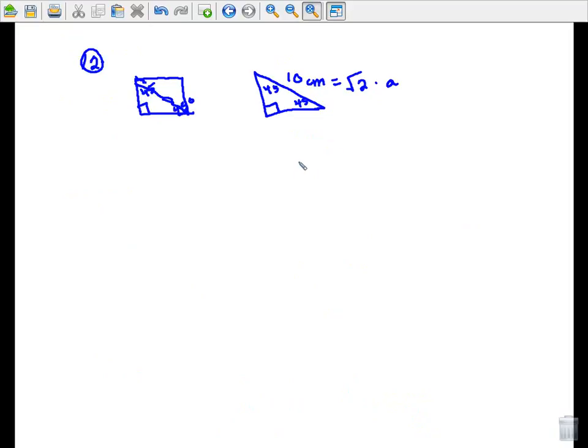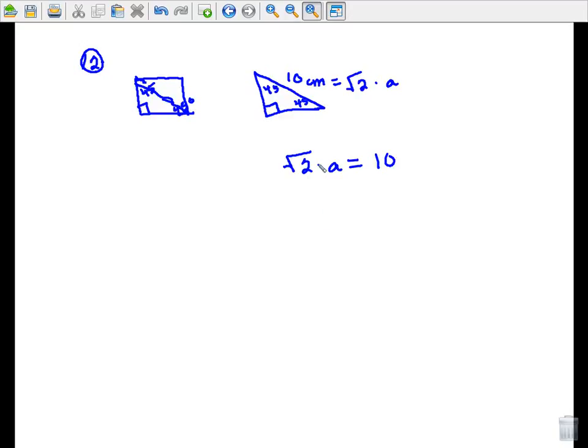In other words, let's write it down here in a way that looks a little prettier. Square root of 2 times a. And honestly, they're putting a before. I don't really care which way you do it. It's equal to 10. Okay, help me get a alone. What should I do?